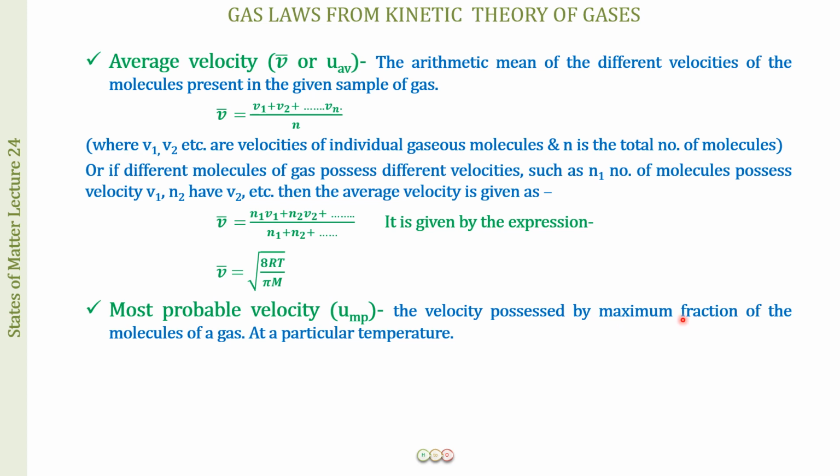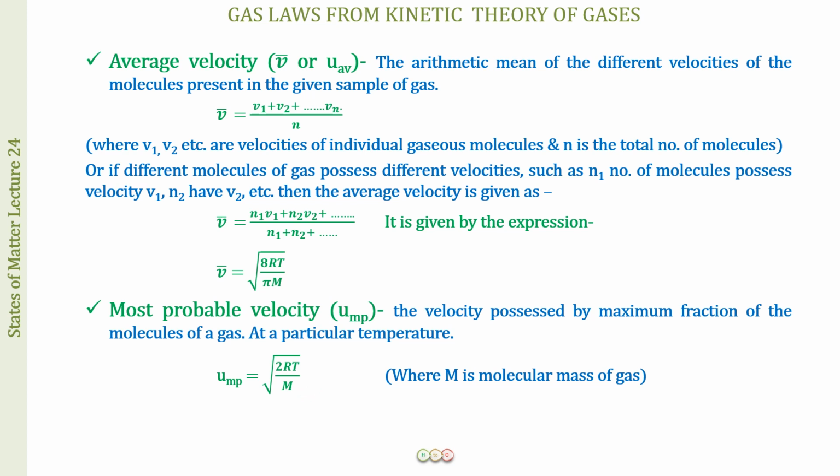It may not be the maximum velocity; it is the velocity possessed by the maximum number of molecules. At a particular temperature, the most probable velocity is going to be equal to under root of 2RT by M. Again, this derivation is not in your curriculum. How we get this, you have to just remember this result.